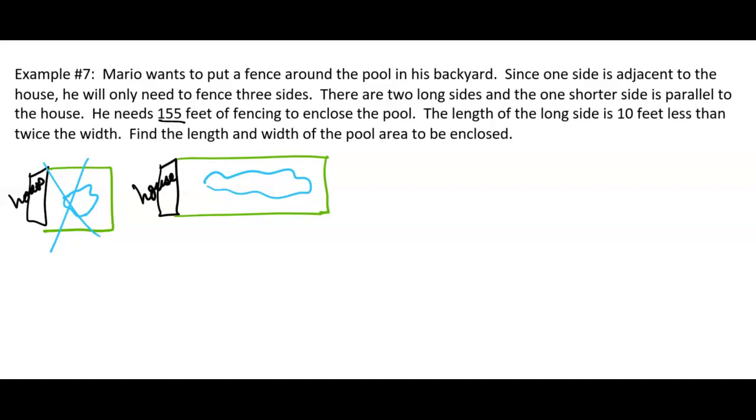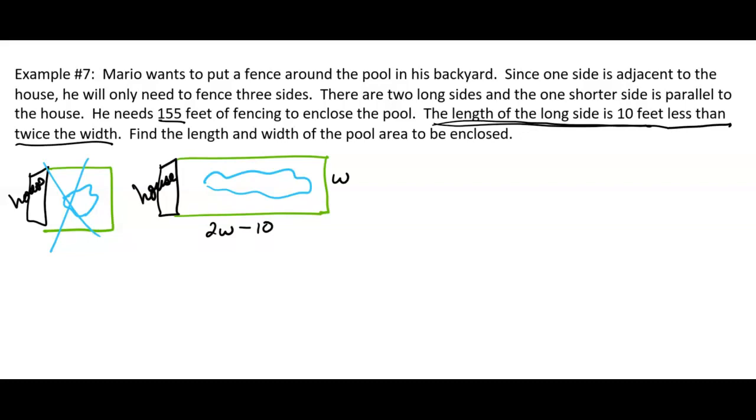He needs 155 feet of fencing to enclose the pool. So you're going to need all 3 sides that are in green to add up to 155. Keep that in mind. The length of the long side is 10 feet less than twice the width. If I count this as the width, then the long side is 10 feet less than twice the width. Let's read it again. The length of the long side is 10 feet less than twice the width.